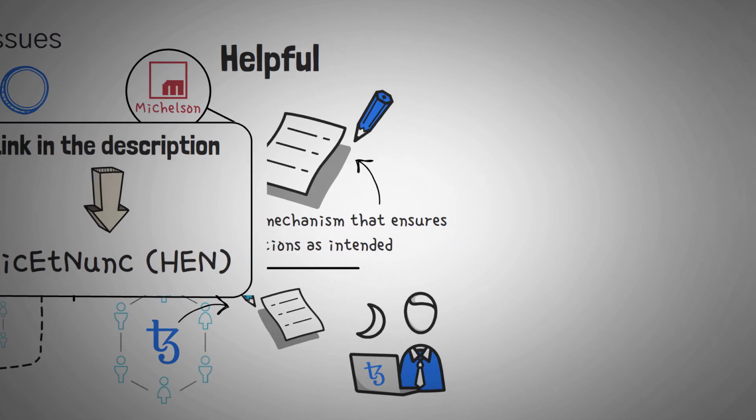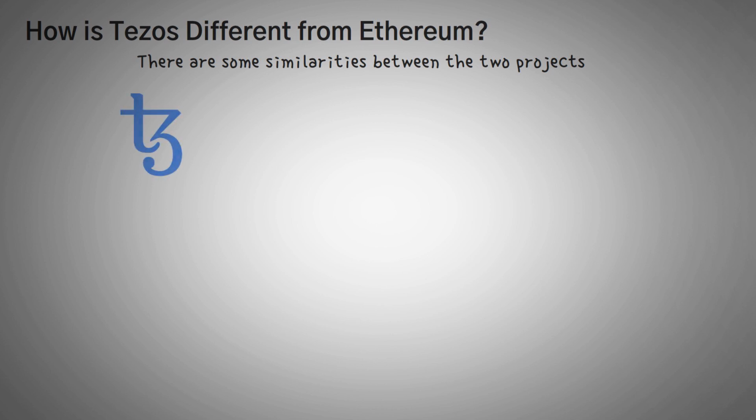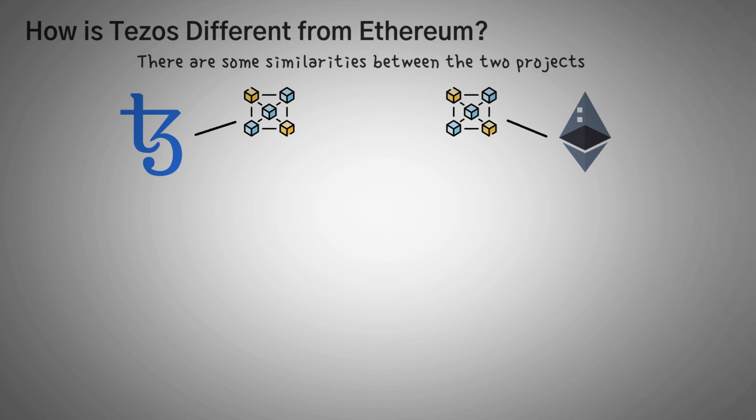Finally, we get to a part of the video that a lot of people have been waiting for. How is Tezos different from Ethereum? There are some similarities between these two projects, but there are also some significant differences that make Tezos stand out. First and foremost, both are blockchain-based decentralized ledgers and smart contract platforms. Let's get into their differences.